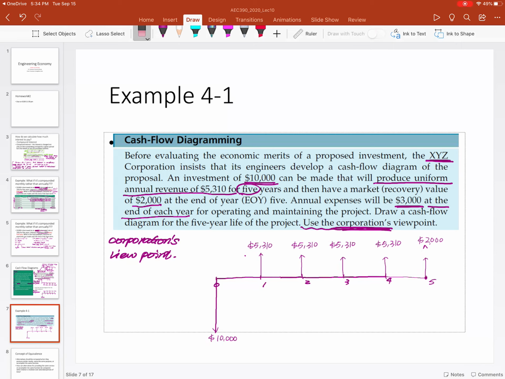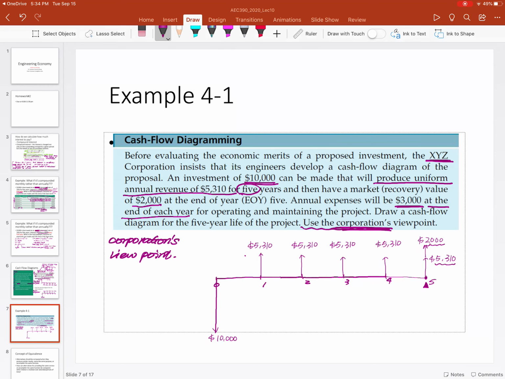Okay, so to make it clear, that's something like that. And you need to move the first 5,000 on the side. Okay, so that you know that at the end of the fifth year, you got 2 cash inflows. One is the 5,310 as your annual revenue, and the other is the money you get from the selling of that project.